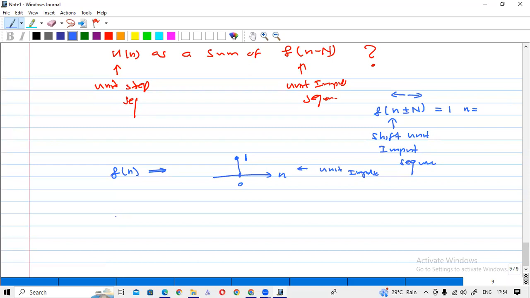Now, let's say that you want to draw delta n minus 1. So how do you draw it? Your impulse is shifting this way by 1. So it is minus 1, and your impulse is shifting this way. You can see that now it is not at 0. At the first sample, it will be 1. So this n is 1.